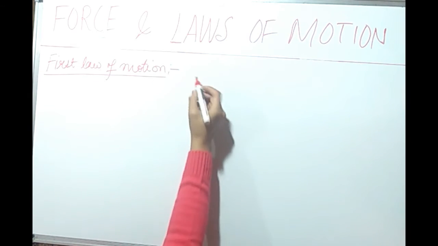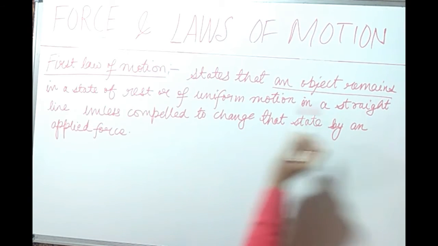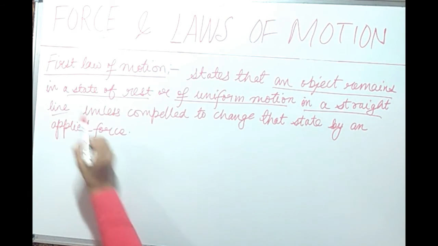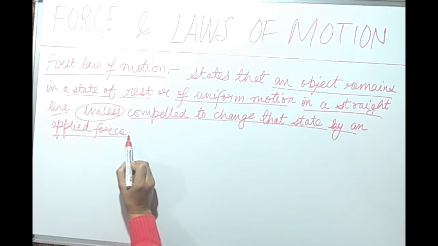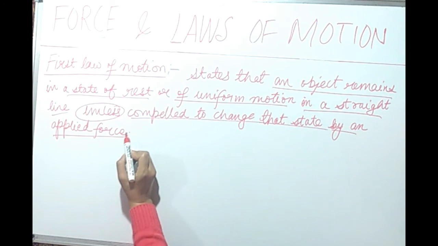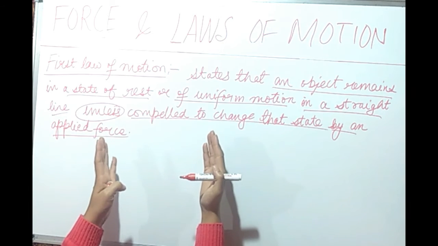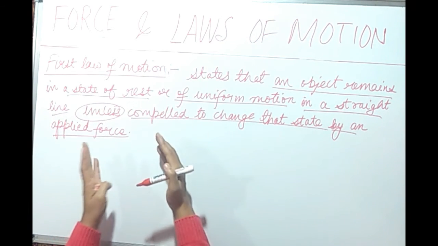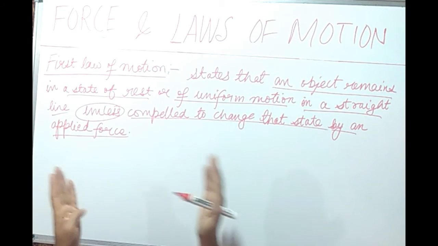The first law of motion states that an object remains in a state of rest or of uniform motion in a straight line unless compelled to change that state by an applied force. Unless, this is important, unless compelled to change that state by an applied force. What is the statement saying? The object will remain in a state of rest or in uniform motion unless we compel it to stop or to move. That is called the first law of motion.